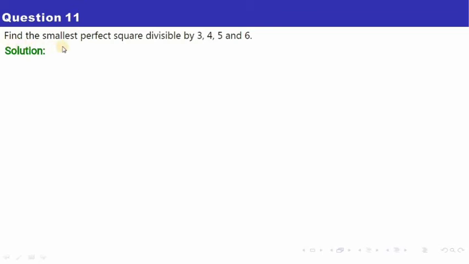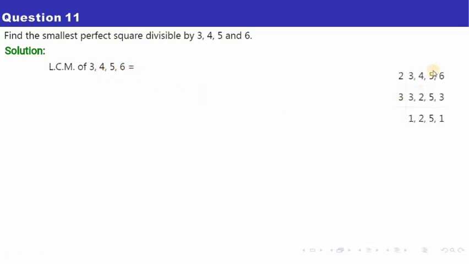The question says: find the smallest perfect square divisible by 3, 4, 5 and 6. Now if I ask you to find the smallest number which is divisible by 3, 4, 5 and 6, what does that mean? That means we have to find the LCM, because you know LCM stands for least common multiple, isn't it? The LCM is the least number which is divisible by each and every given number. So that's why I am finding here the LCM of 3, 4, 5 and 6.